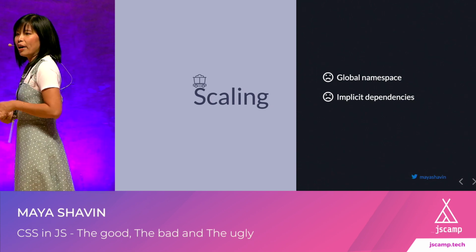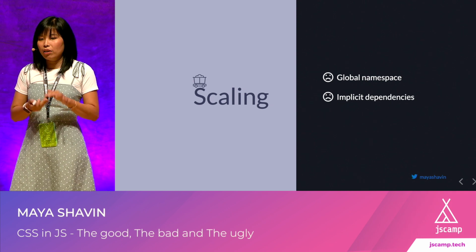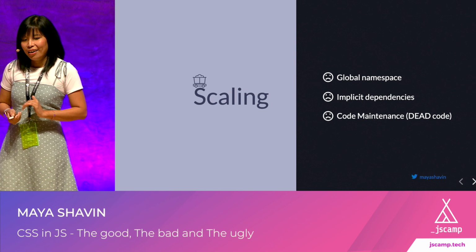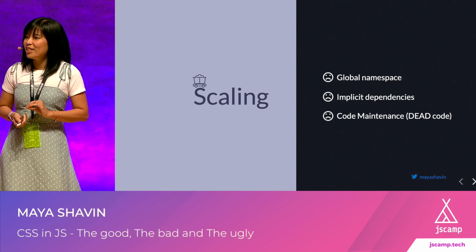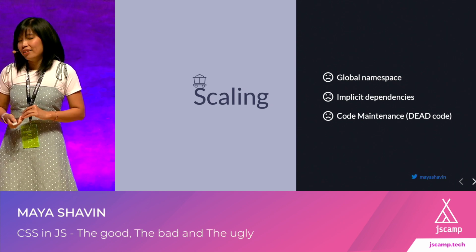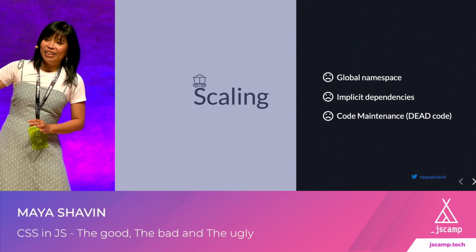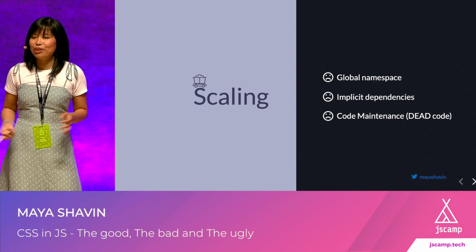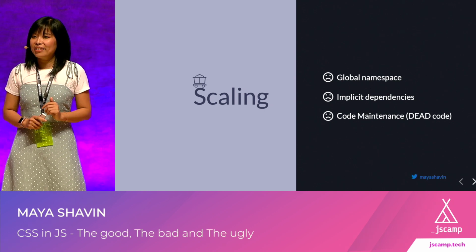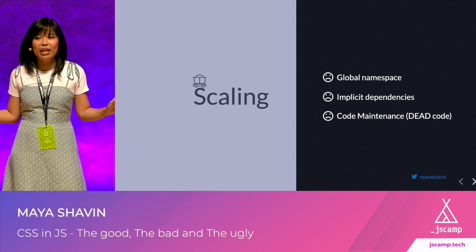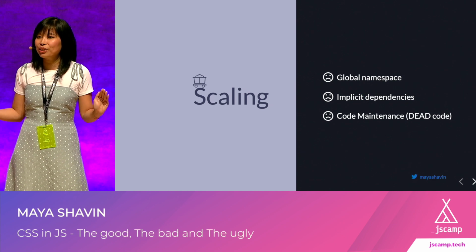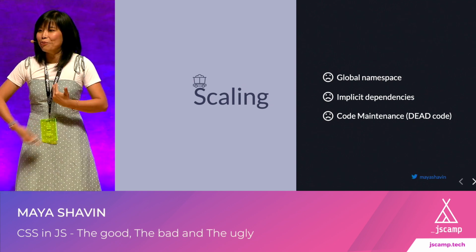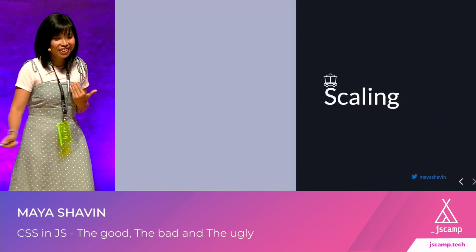Implicit dependency. In order to override a class name or the styling of an element, you really need to work hard for it. And code maintenance, dead code. Has anyone here experienced CSS dead code? Once in a while, you see a whole bunch of legacy CSS files, and you have no idea where they are applied, which element uses them. It obviously should be removed, but we don't dare to remove it because we don't know where it will have an effect.